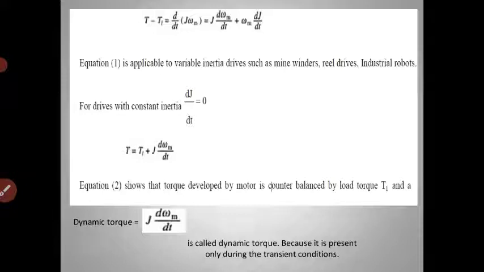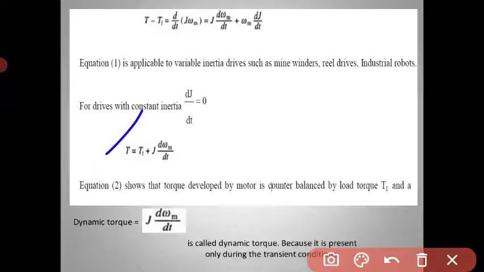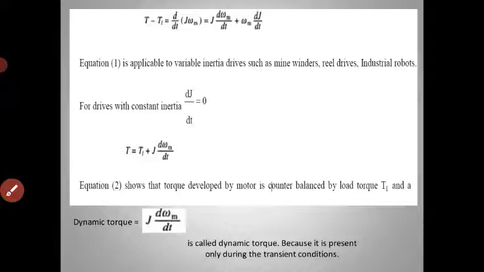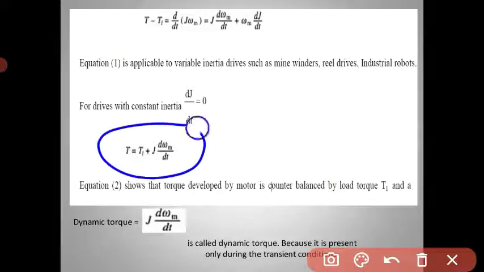For example, during starting, this dynamic torque will be available. Hence the motor developed torque T is equal to TL plus J d omega m by dt. TL is the load torque and this is the dynamic torque. It will be present only during transient conditions such as speed reversal, braking and starting. Now we have obtained this equation. This is very important. Note it.